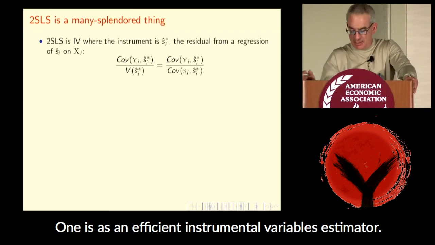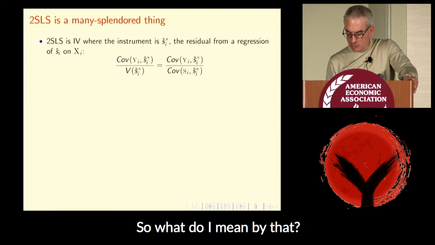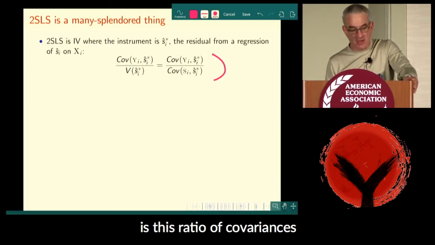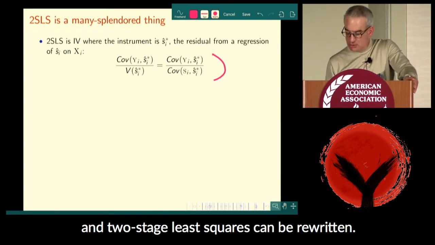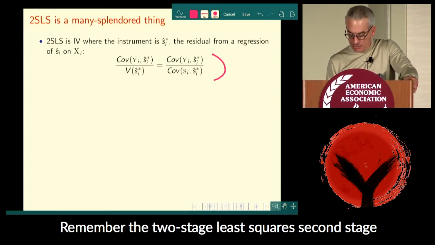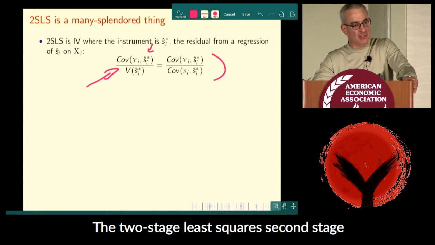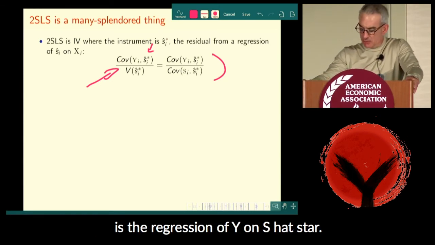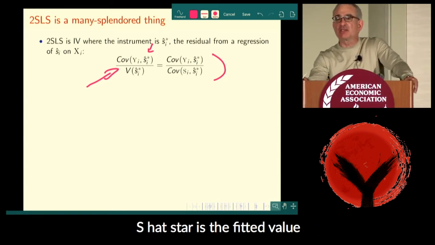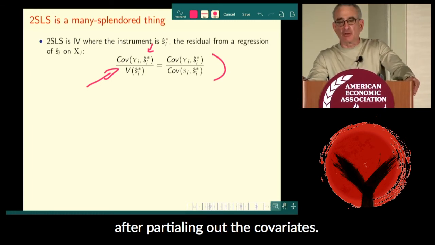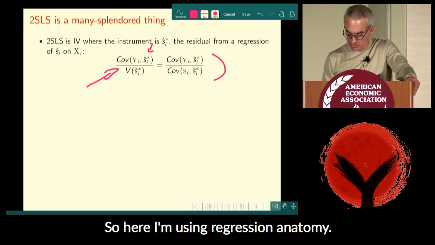One is as an efficient instrumental variables estimator. So what do I mean by that? Well, an instrumental variables estimator is this ratio of covariances, and two-stage least squares can be rewritten. Remember, the two-stage least squares second stage is the regression of y on s hat star. S hat star is the fitted value after parceling out the covariates. So here I'm using regression anatomy.